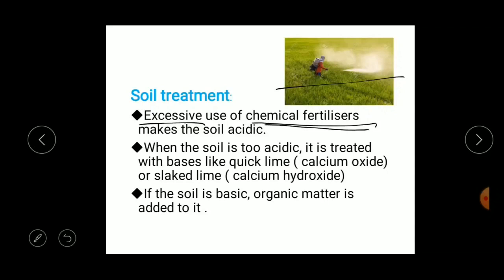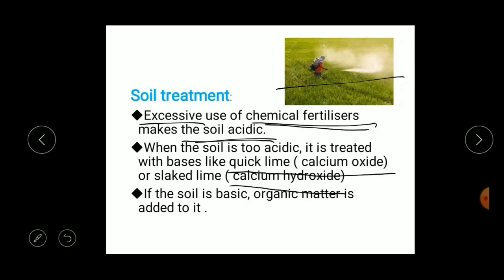Sometimes what will happen, by the excessive use of these chemical fertilizers, it makes the soil acidic, right? So the plants do not grow well when the soil is either too acidic or too basic. When the soil becomes too acidic, it reduces the fertility of the soil. So at that time we have to neutralize the soil with a base, right? When the soil is too acidic, it is treated with a base like quicklime, that is calcium oxide, or slaked lime, that is calcium hydroxide. So the farmers use quicklime or slaked lime to neutralize the soil.